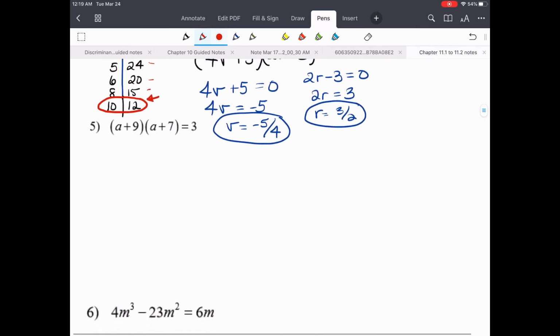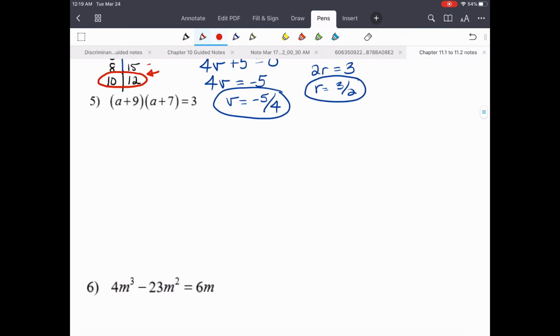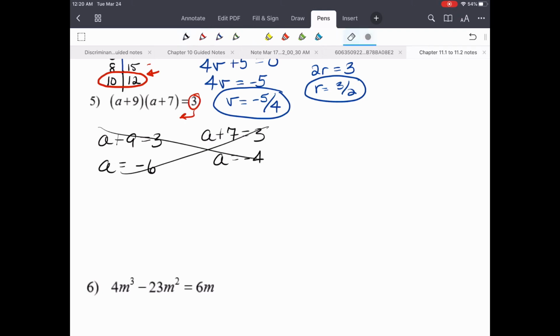All right, number 5 is a little bit ridiculous because it looks like you almost have everything that you need to solve it, but you don't. So what you're going to need to do is get everything over, because we want that term to be over there, but we can't set up equations where we have a plus 9 equals 3 and then a plus 7 equals 3, because it's just not going to work. We can't say a is equal to negative 6 and a is equal to negative 4, because it's not going to work out that way. Erase all that. I want to forget about that.